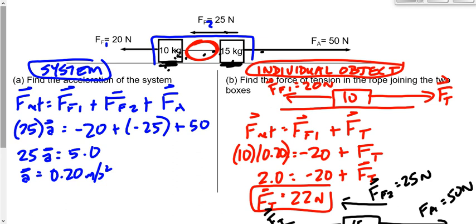Now the thing that separates the first object from the second object is that object number 2 here, this 15-kilogram object, also is being pulled by a force of 50 newtons. So I pull on the 15 with a force of 50. Tension pulls back with a force of 22, and friction pulls back with a force of 25. Whereas when I look at the 10-kilogram object, yeah, I'm pulling on the 15 with 50, but it's only the tension in the rope that's pulling directly on the 10-kilogram object, not this 50-newton applied force. Does that work? Okay. Yep.